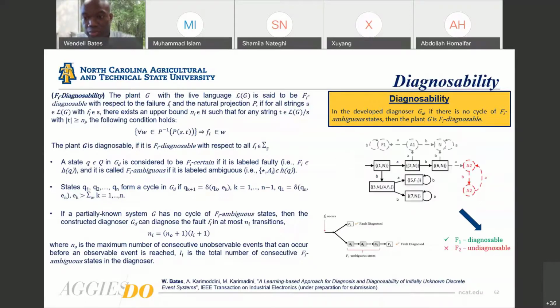An example of a diagnoser that would be undiagnosable for a fault is the example I'm showing here. If you can see the red dashed lines, there's a cycle of ambiguous 2 states, so the system is not diagnosable for fault 2. But since there are no cycles of ambiguous 1 states, the system is F1 diagnosable.